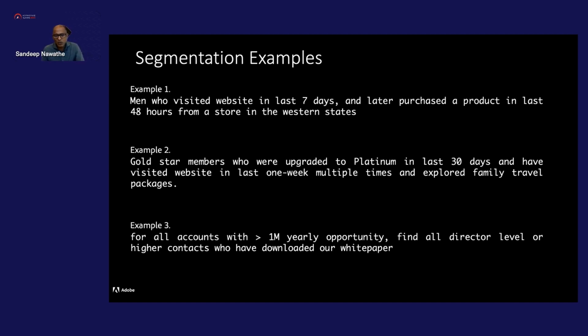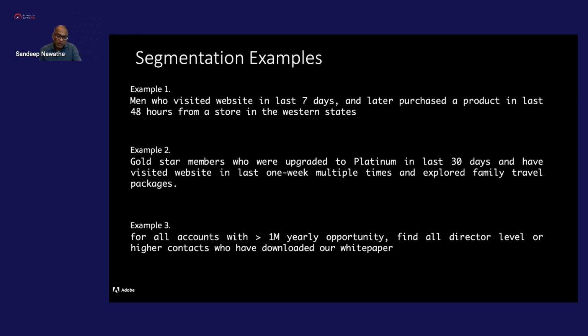Gold Star members who have been upgraded to Platinum in the last 30 days, have visited websites in the last 1 week multiple times, and explored family travel packages. Now, here, if you start looking at it, it is a system that is providing the data, an ERP system that's providing data about the membership upgrades. Membership upgrades may be coming in real time also, which is a streaming manner. Visits on the websites are website visit data, which is behavioral data.